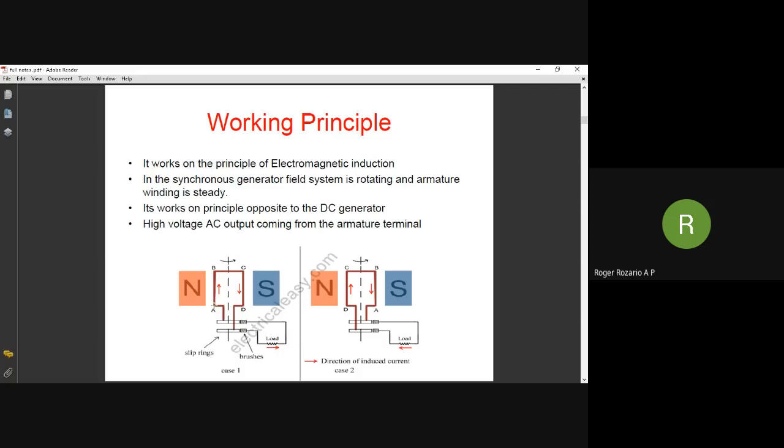So at this position, A, B, C, D, at position number 1, the flux lines will be parallel to the conductors. So EMF induced was 0. At 90 degrees, the flux lines will be perpendicular to the conductor. So the EMF induced will be maximum. So rate of change of flux will induce an EMF. We are rotating this rotor, which is DC excited, in the presence of a magnetic field. So whenever there is a rate of change of flux, an EMF will be induced.